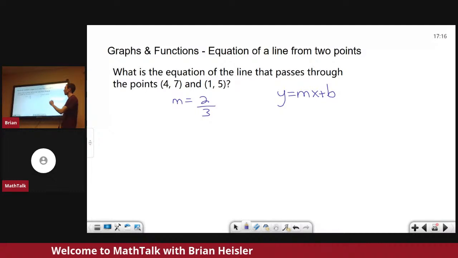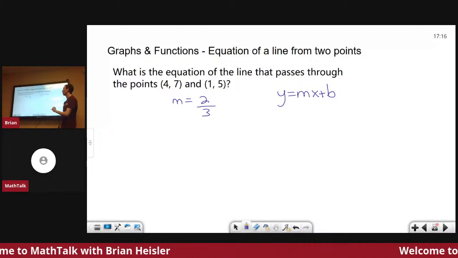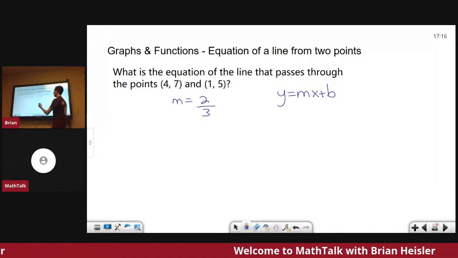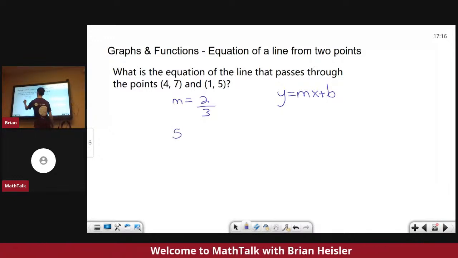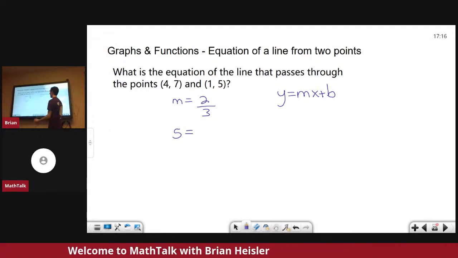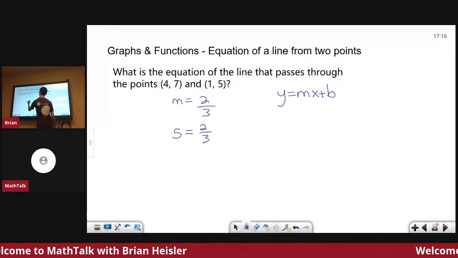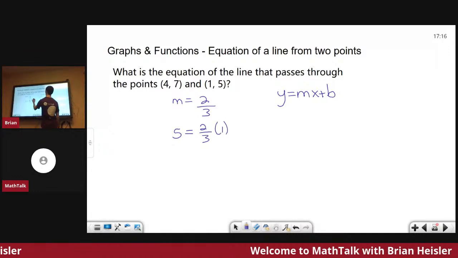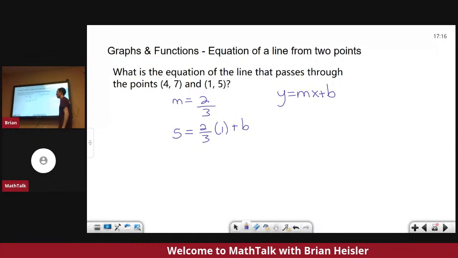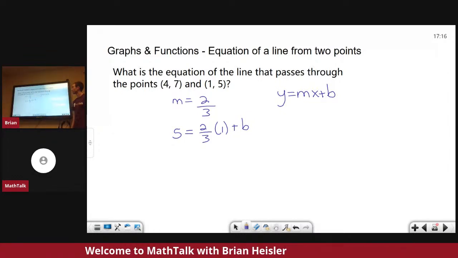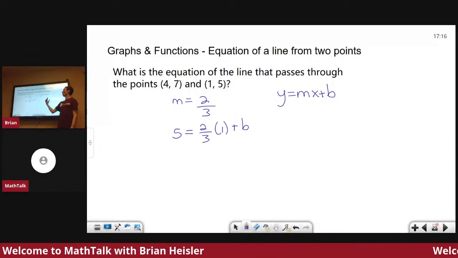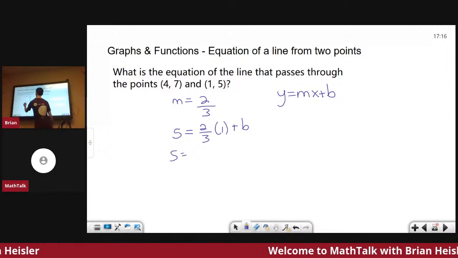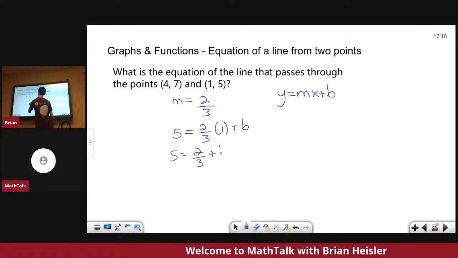So what I can do is I can take one of my points and use the x and y values along with m and plug it in to solve for b. So I'm going to use my second point just because the numbers are smaller. So y is 5 equals 2/3 times 1 plus b. All right? So now we just need to go ahead and solve this. I have 5 equals 2/3 plus b.